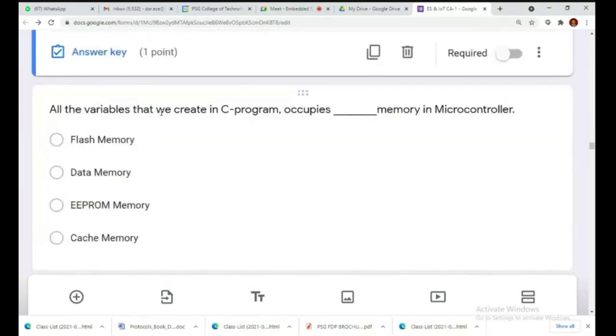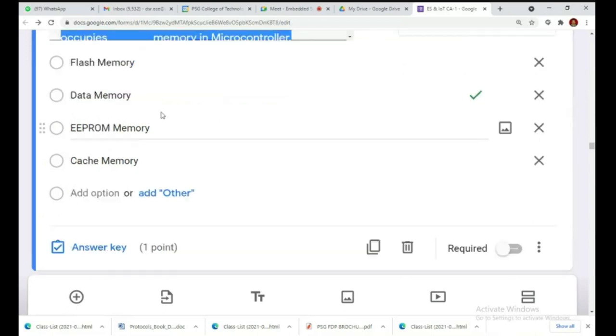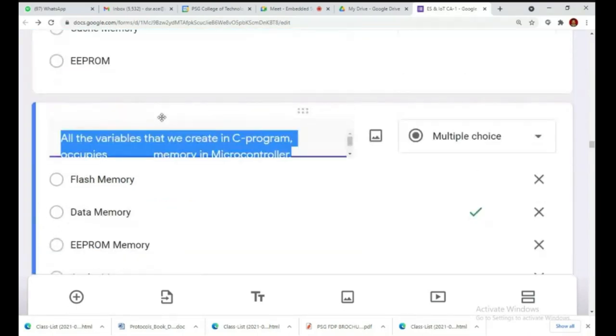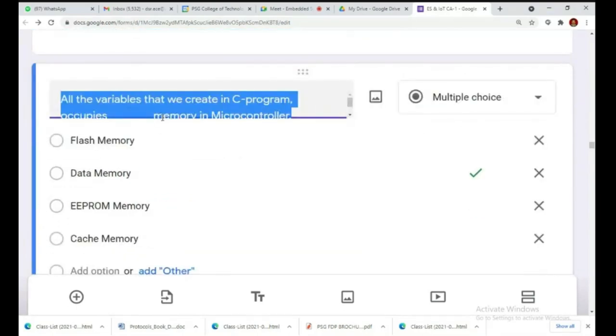The next question: all the variables that we create in a C program occupy dash memory. Here also, variables means we create unsigned char A, B, C, D. Because it is a variable, we are going to write into that variable as well as read from that variable. So variables occupy the data memory. Here also, the right answer is data memory, because data memory is rewritable memory or random access memory. The random access memory inside microcontrollers is called data memory.